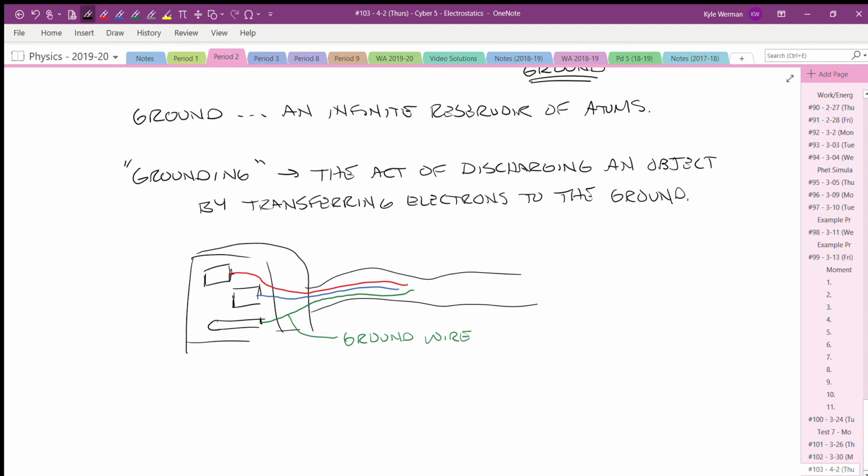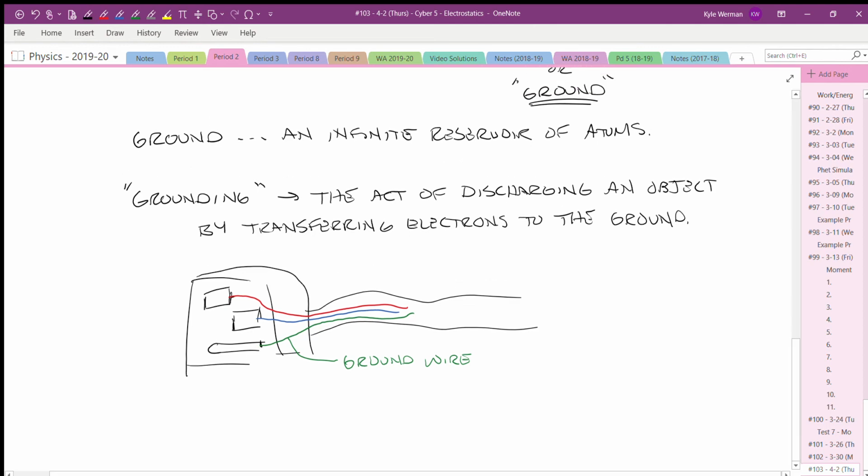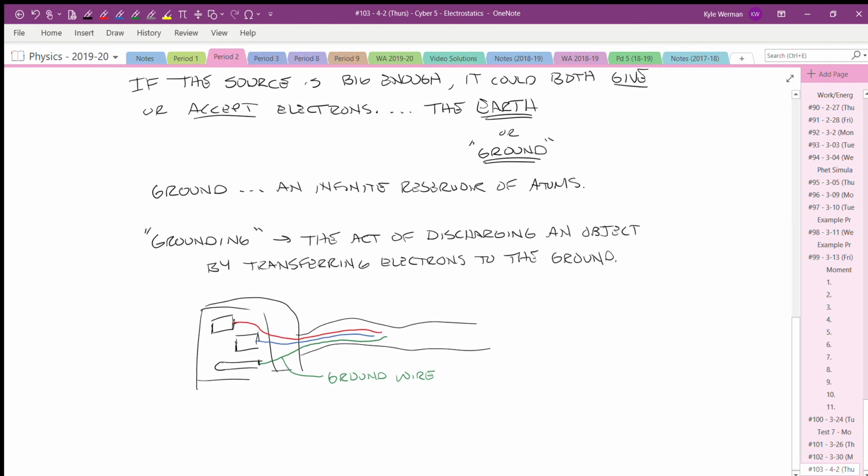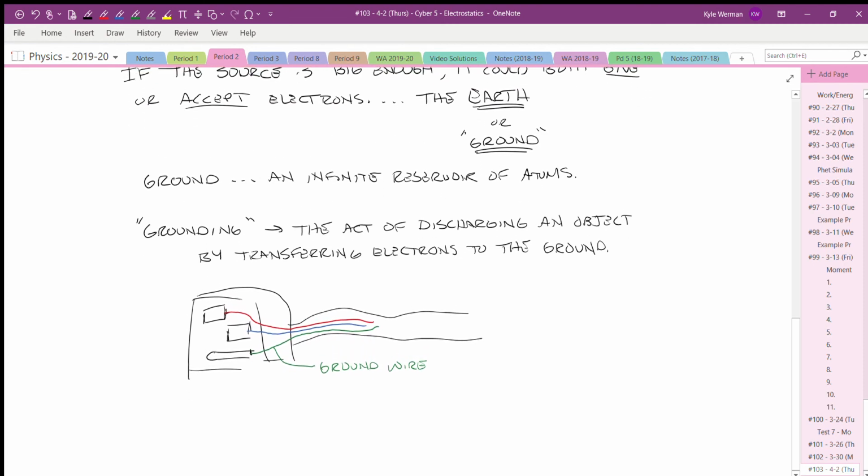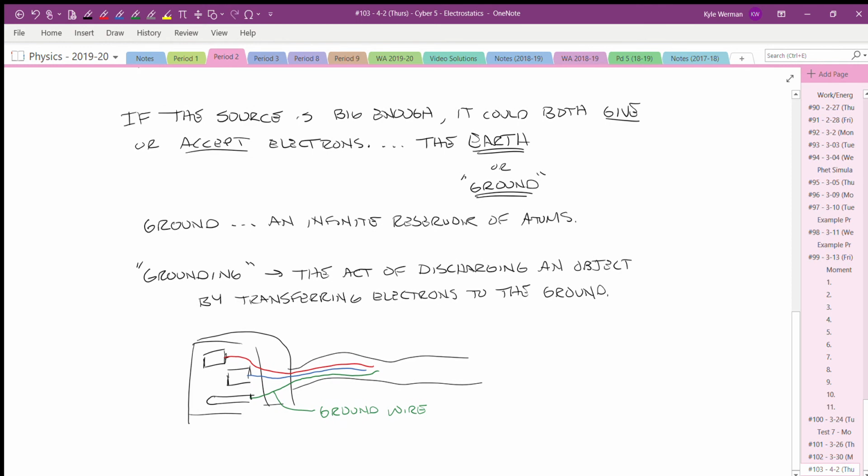So you've got a lot of examples where you see grounding occur. But if I want to remove charge, really all I need to do is touch something metal, and as long as that metal is touching the ground somewhere, that charge will be dissipated. So we'll talk about grounding, but you'll see this in the videos as well.